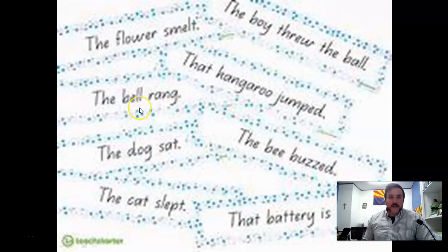Now, here's a couple sentences. These are fine sentences. They have a subject and a predicate, but we can't have them be so bland and boring and vanilla. We need to add some detail. The boy threw the ball. That kangaroo jumped. The bee buzzed. Now, again, all fine declarative sentences. All start with the capital letter. All end with the period for declarative sentences. They all tell a fact.